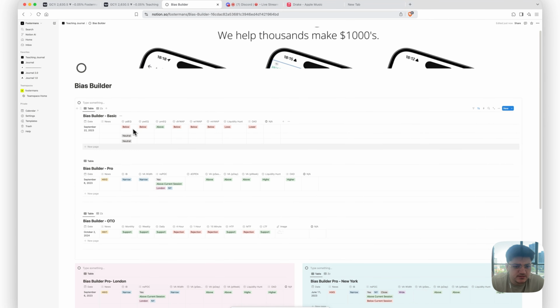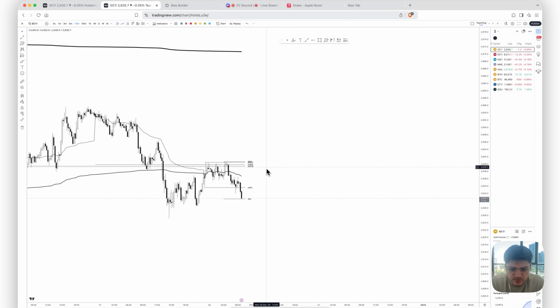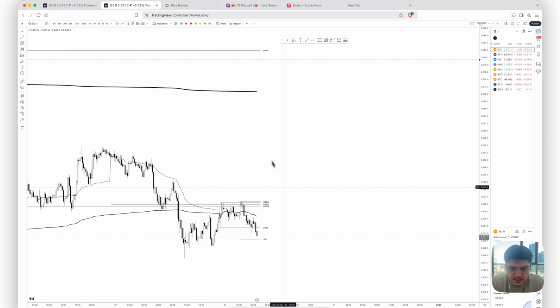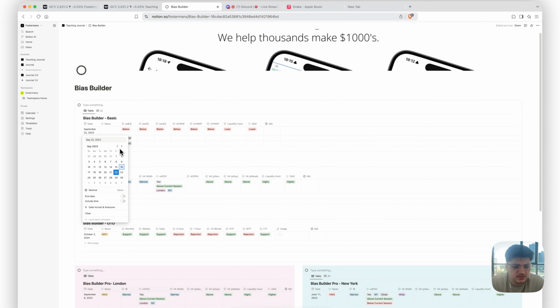Okay, so what do we need to find? We need to do previous equilibriums. Right now we're below previous week, below previous day, and below previous month. Let's do today's date, which is not September 2023. It's actually 2024. Notion can be buggy sometimes. So December 30th. Okay, so there's that, and then daily VWAP.